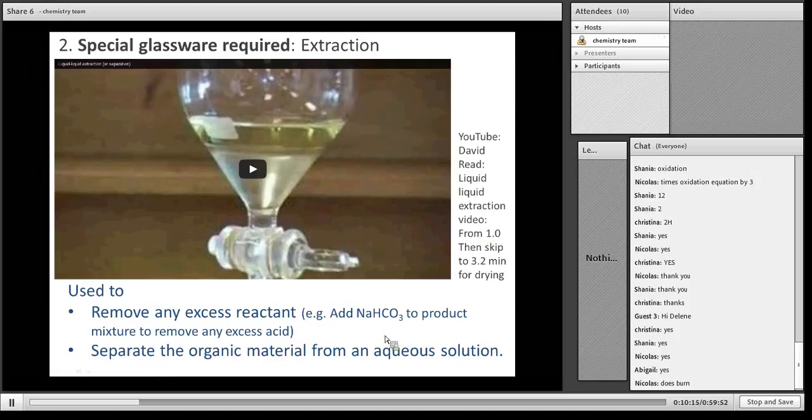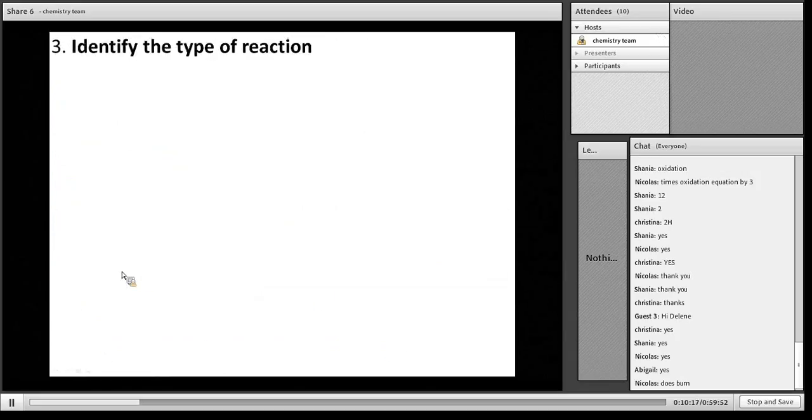Okay, so that was the first two tips. Organic reactions are slow, and then the specialized equipment. So we looked at how we set up a reflux, this distillation, and that separating funnel, which is not really that important for level 2. What is important for level 2 is that you classify your reactions, and you'll find there are a few different types. The first one is addition.